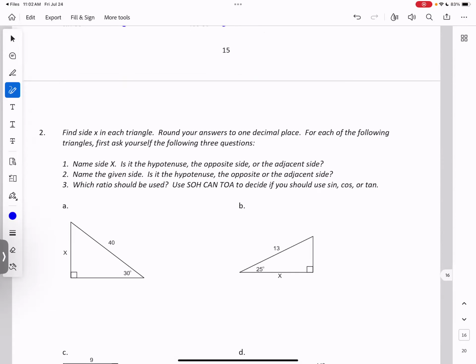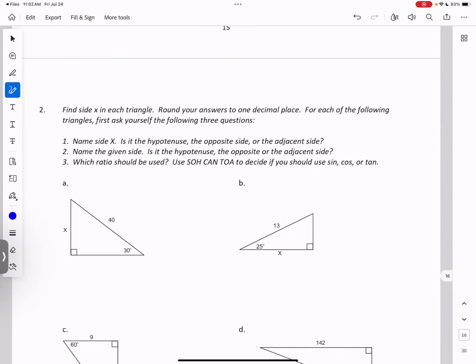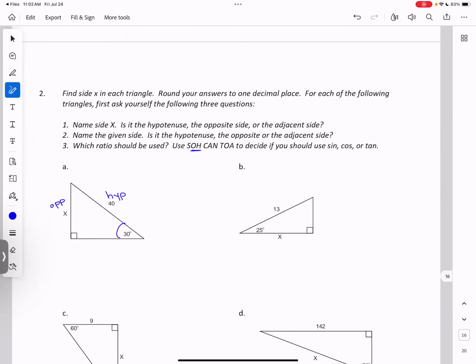Okay, next question. We're asked to solve for side length x. And so it gives you kind of a guideline of how to do that. So first we're going to name side x. So relative to this target angle 30 degrees, we're looking at our opposite. And here the 40 is our hypotenuse. So we want to use a ratio that involves opposite and hypotenuse, and that's going to be sine. So we know sine of any angle theta is opposite over hypotenuse.